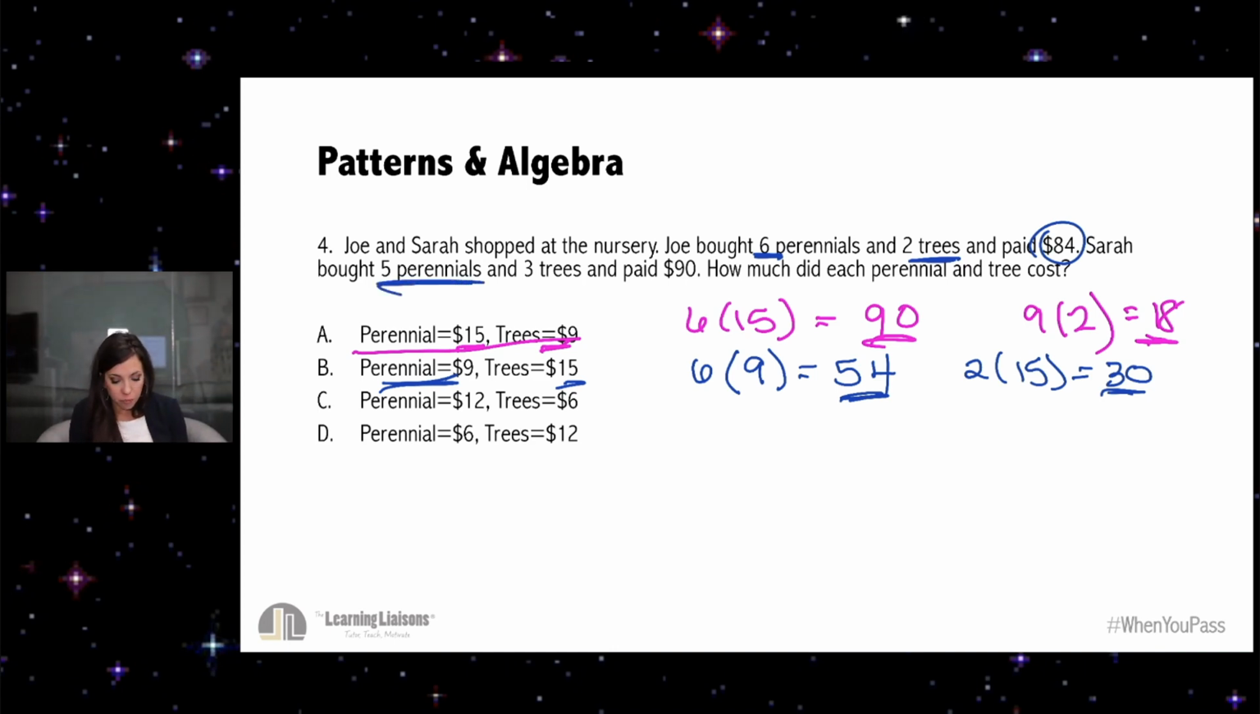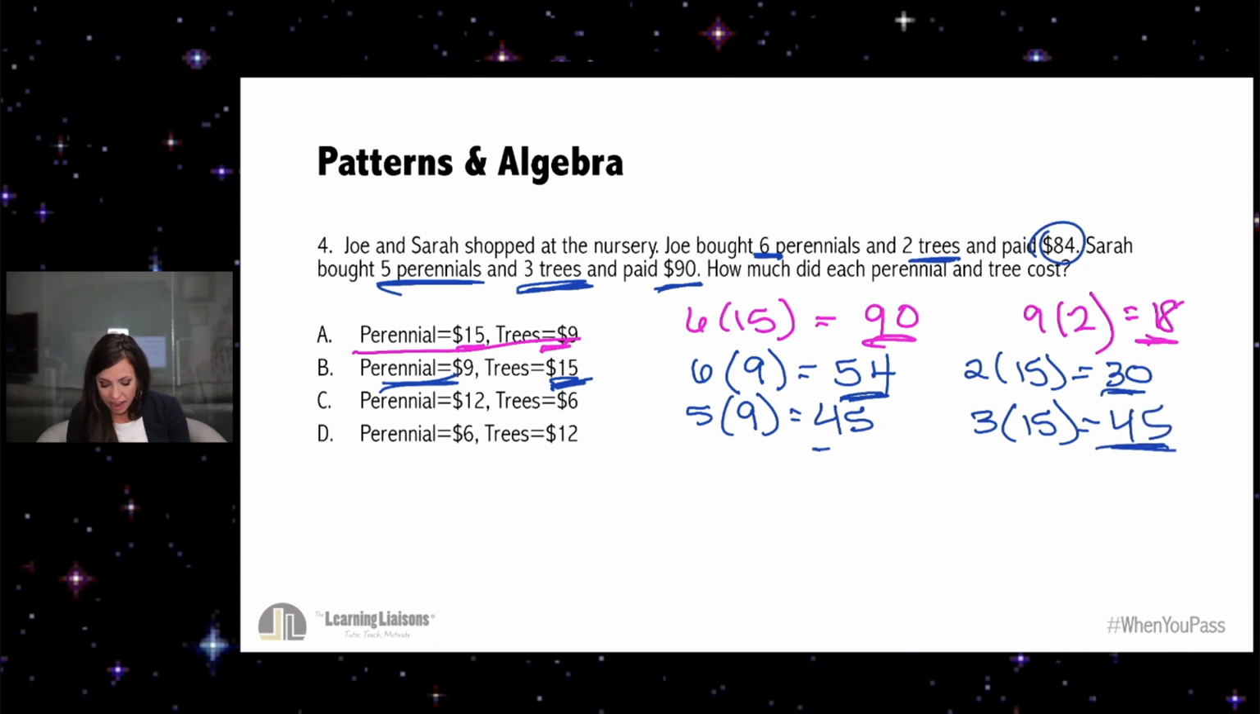Sarah bought 5 perennials and 3 trees, and she paid $90. So let's check it. 5 times 9 is 45. And 3 times a value of 15 is 45. 45 plus 45 is 90. So I've found my answer, B. But there's also an algebraic way we can solve it as well.